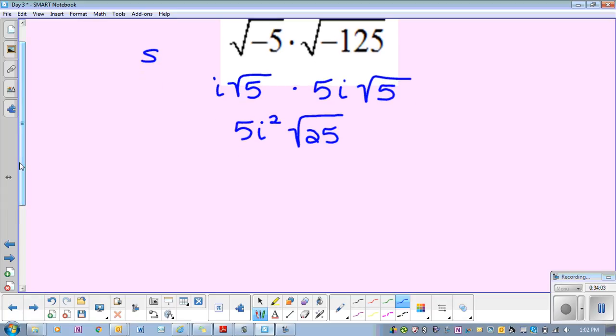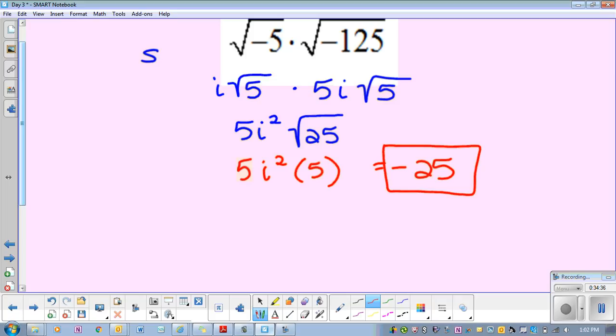I think that's why everyone got it wrong. I think they just went straight to multiplying and they multiplied the inside and they turned it into a positive number. So we can't do that. Okay. What is it? Square root of 25 is what? 5. So then this turns into 5. We already had a 5 and we had an i squared. What's 5 times 5? 25. And what's i squared? Negative 1. So this turns into a negative 25.